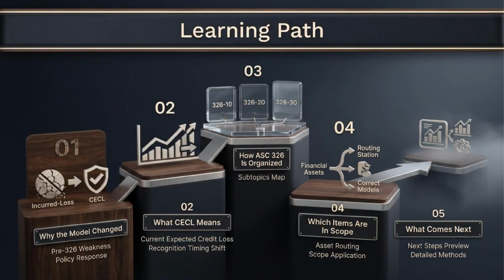Here is our learning path for this foundation video. First, we will understand why the old model changed. Then we will define what CECL means and why expected loss recognition is different from incurred loss recognition. After that, we will map the three ASC 326 subtopics, identify which items are in scope, and finish with the next measurement step. Today is not about complex modeling yet. Today is about building the correct route, because a wrong route makes even a perfect calculation useless.